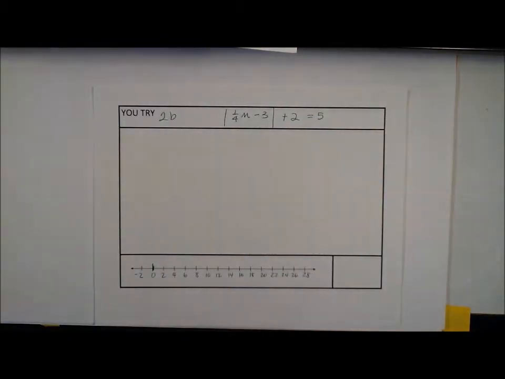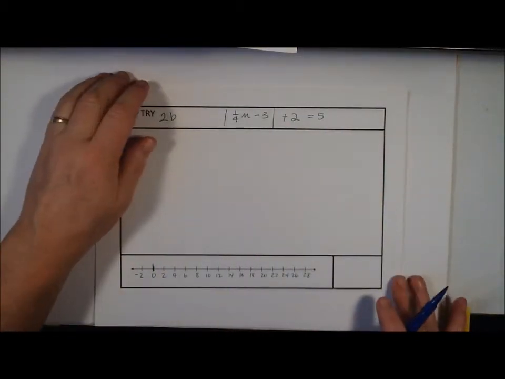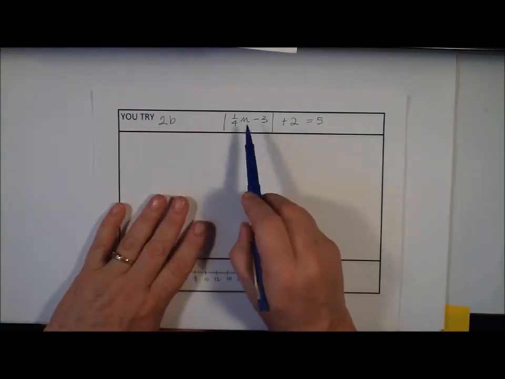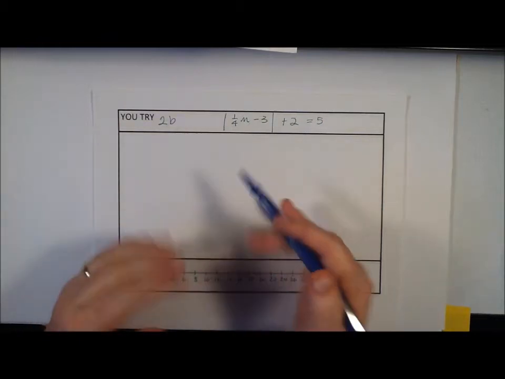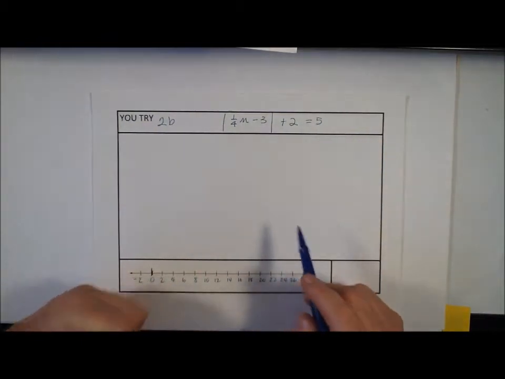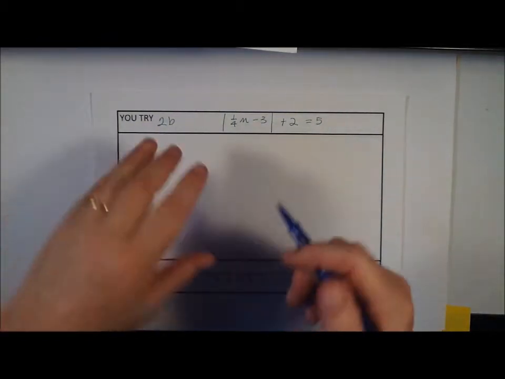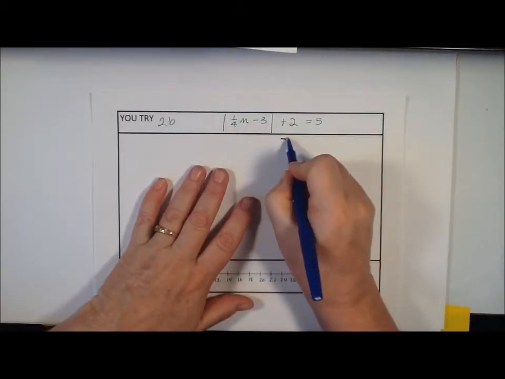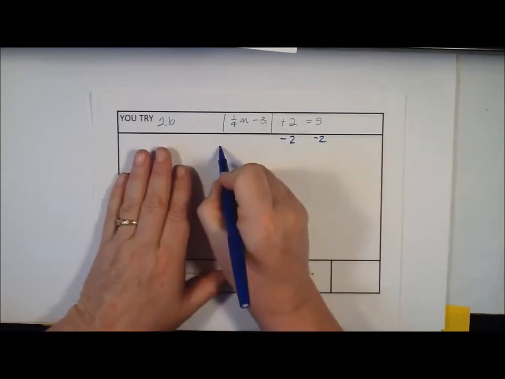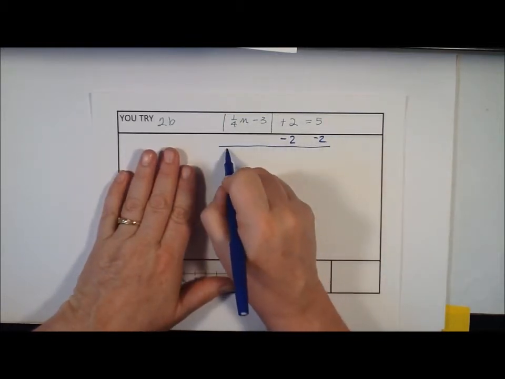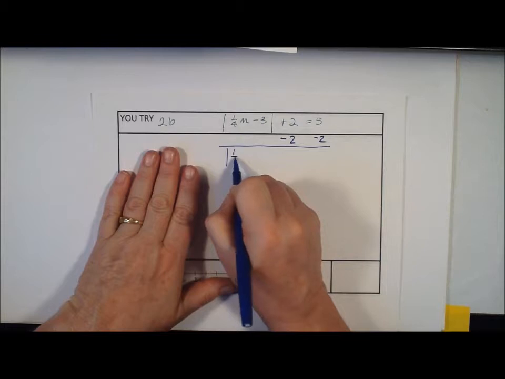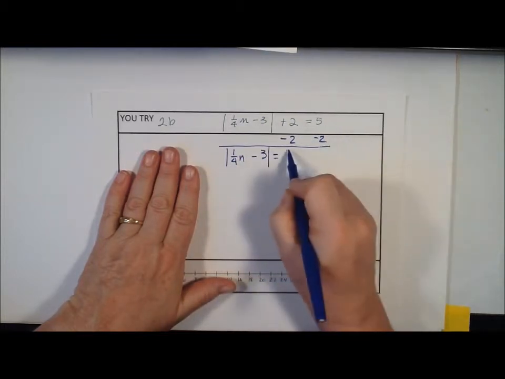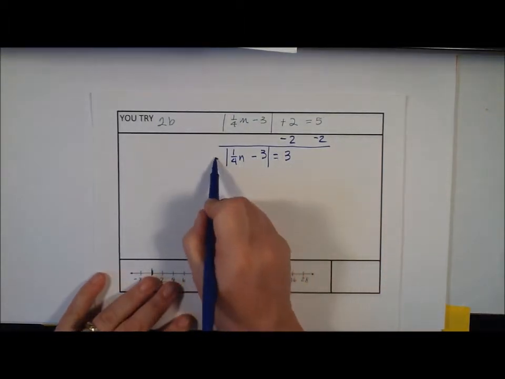So let's take a look. Here's a problem for you to work out. This is 2B on your packet. So here I have 1/4 n minus 3 within the absolute value brackets, and then plus 2 equals 5. And before I can tackle this, I have to take care of this constant. So I'm going to subtract, or add the opposite. And my new absolute value equation will look like this. And from here I will solve.